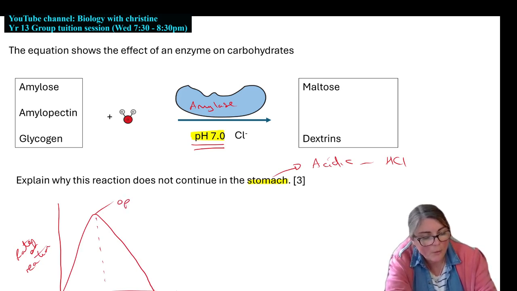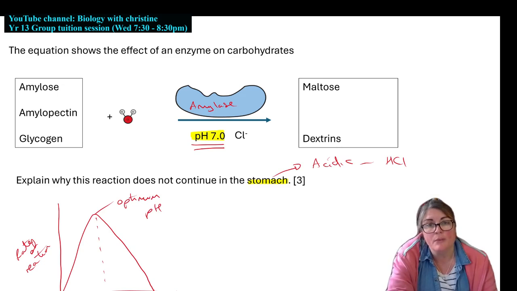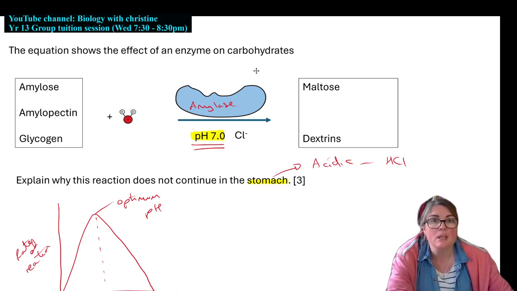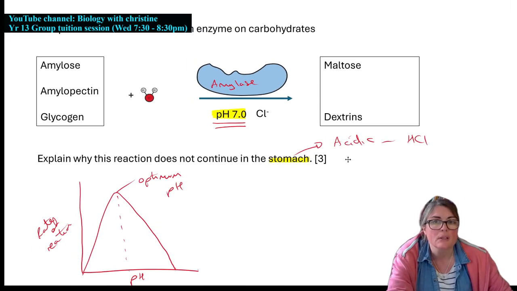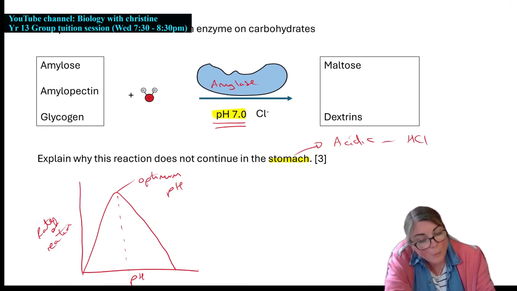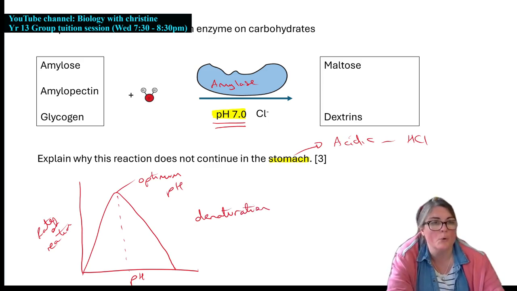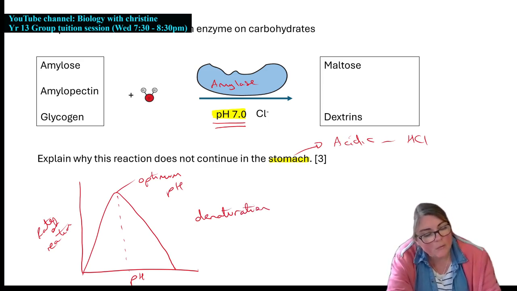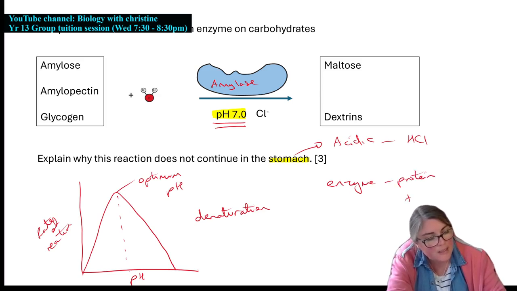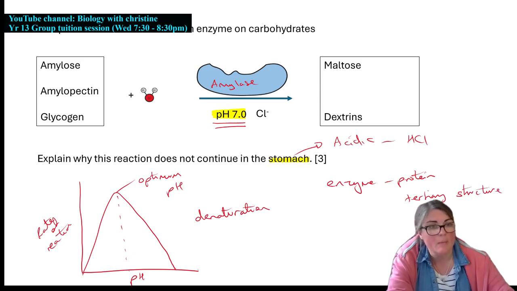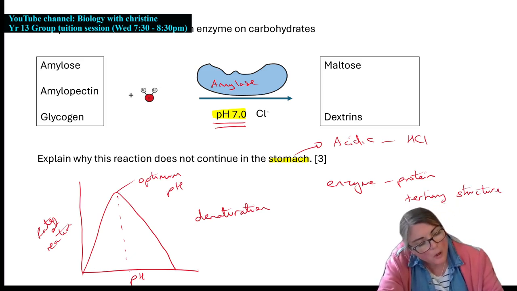So if this is my optimum pH, what I know is that if I am moving away from that optimum, what's then going to happen is we're going to end up with denaturation. Well, what is denaturation? What do I actually mean when I say that? So remember, we're talking about an enzyme. So I'm going to go back and remind myself that the enzyme is a protein that has a tertiary structure. And what I need to remind myself is, what causes that tertiary structure?